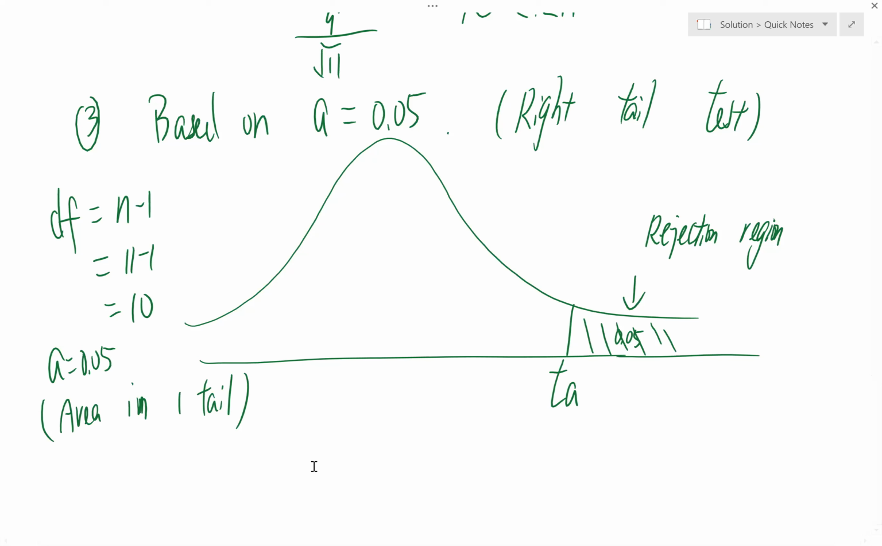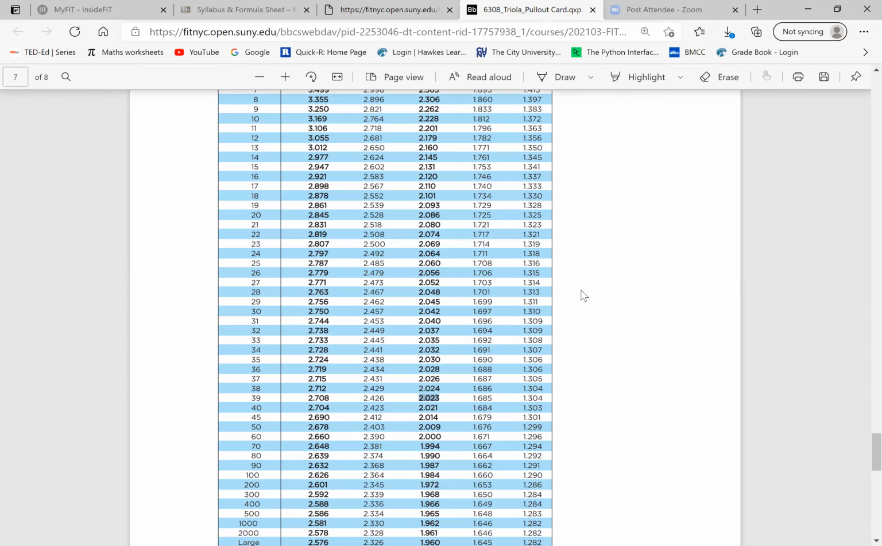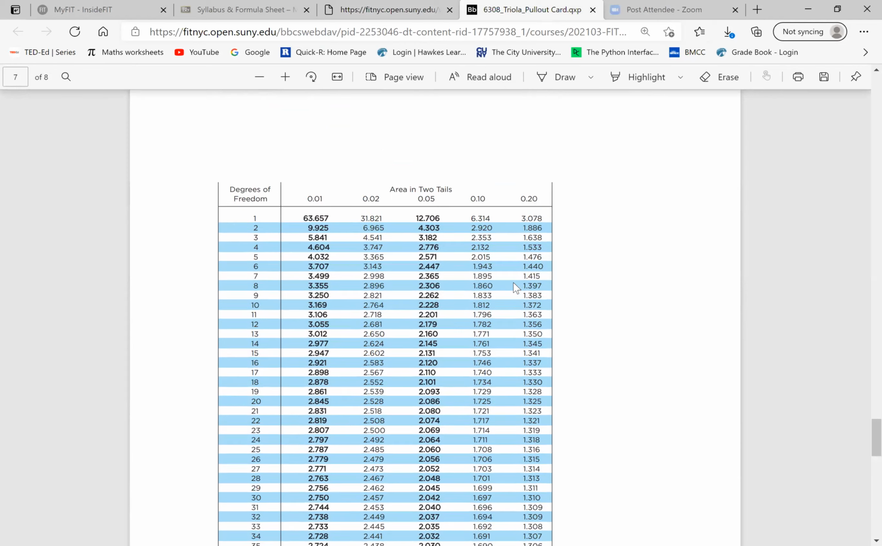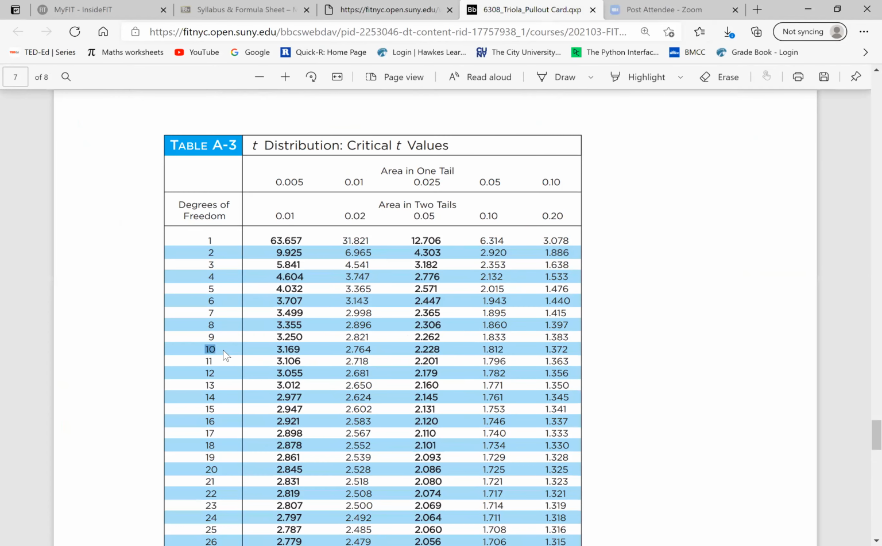Now, based on these two pieces of information, let's go to table A3. Degree of freedom is 10, and the area in one tail is 0.05. This is the difference, right? If it's a two tail test, you look up here: area in two tails 0.05, so the area in one tail will be 0.025. But if it's one tail, you look up this. If the area in one tail is 0.05, the area in two tails will be 0.10.